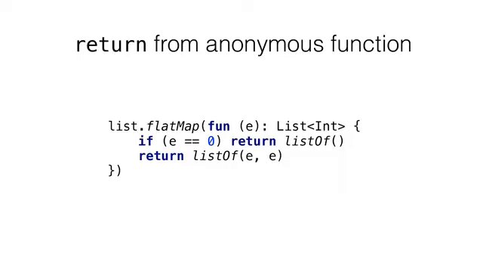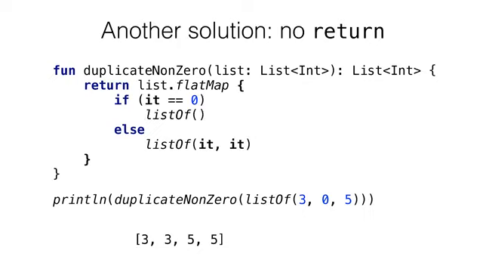If you don't want to introduce a local function and invent a name for it, you can use it as an anonymous function. And here also return returns from this anonymous function. And sometimes it's also possible to just avoid return. In this simple case, you can use if, and also you get what you expect as the result.